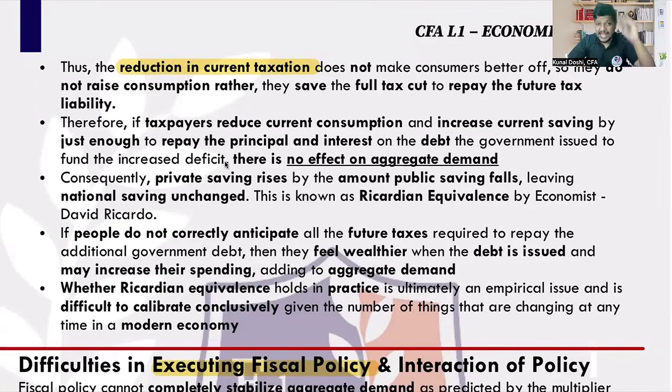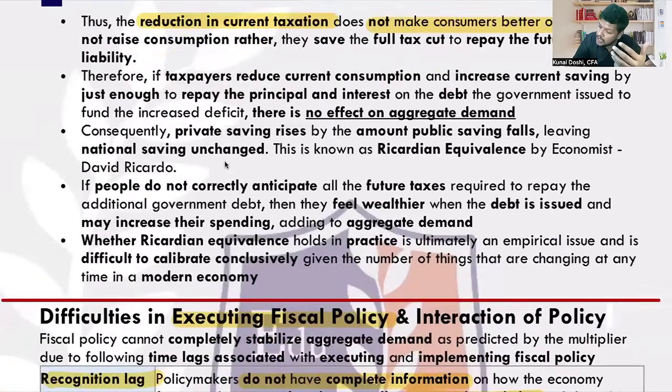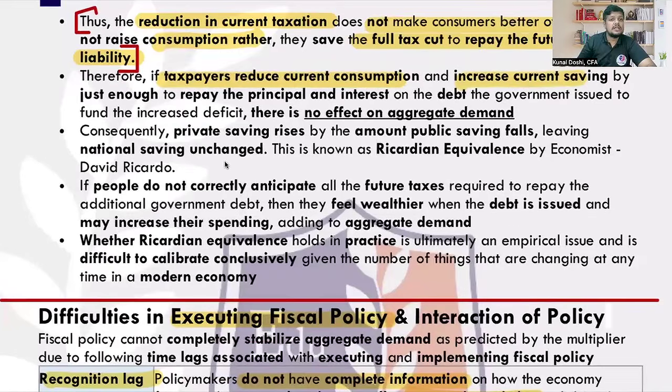But the reduction in current taxes doesn't make the consumers better off. Rather, they don't consume more, they save more, because they think in the future that tax liability will increase, because the government will not walk the talk and it will find it difficult to do it forever. So if taxpayers reduce the current consumption and increase the savings, the effect in the economy that was supposed to happen will not happen.